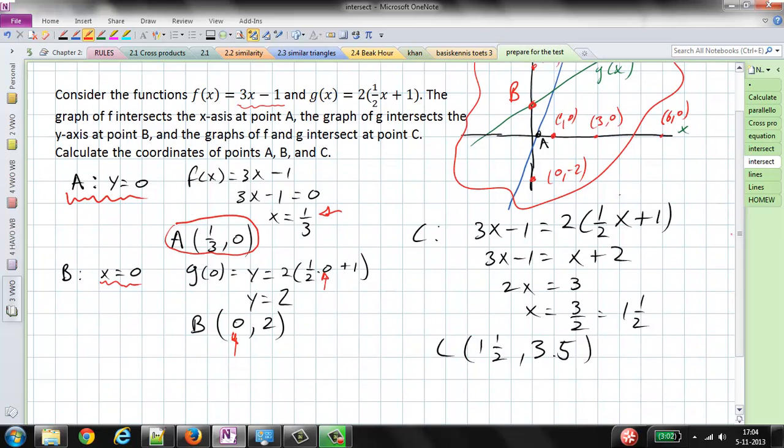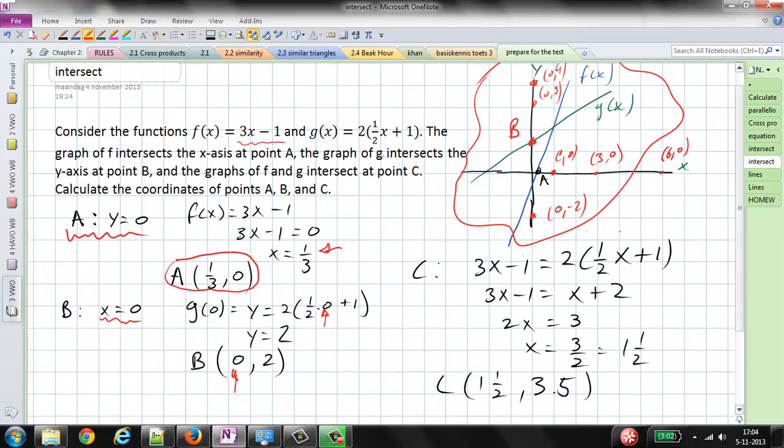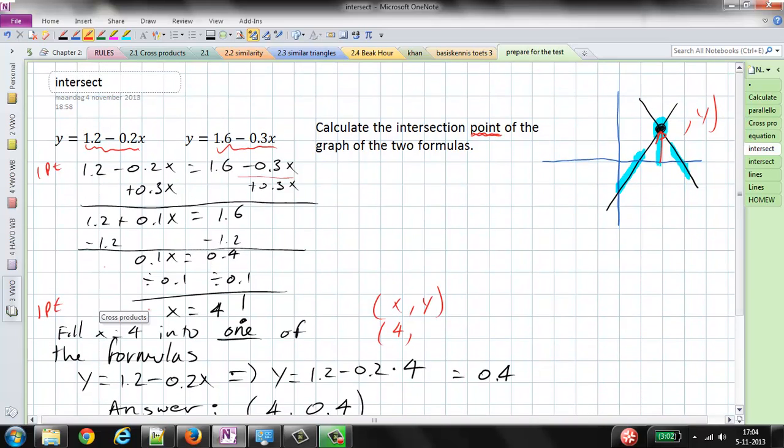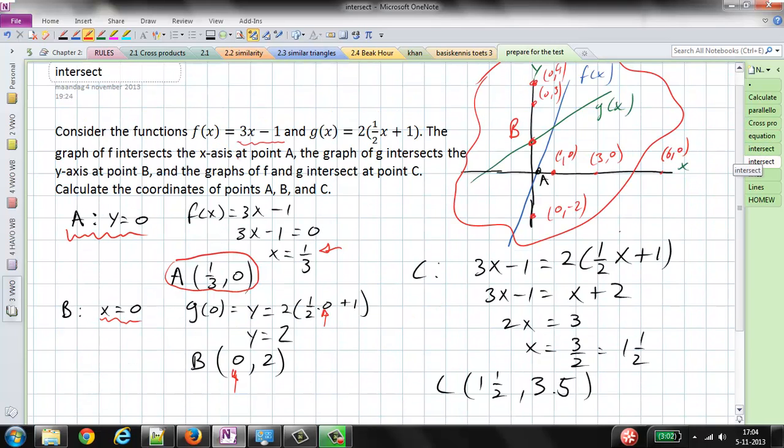Part C, or point C, says the graphs of f and g intersect at point C. Calculate the coordinates of points A, B, and C. So point C is the same exercise as before. It's asking you when two lines meet, so it's the repeat question. What do you do? You set the two formulas equal to each other. You solve for x. Then you get x is equal to 3 halves.